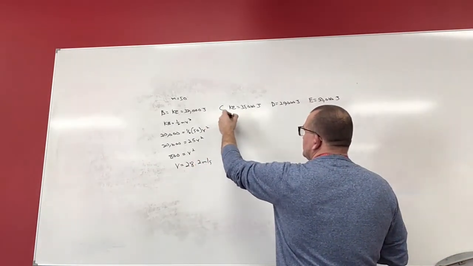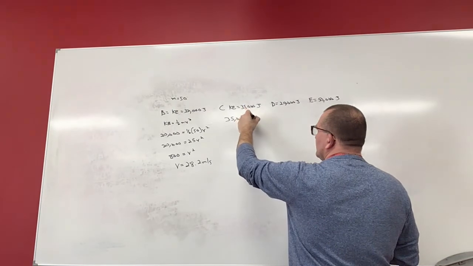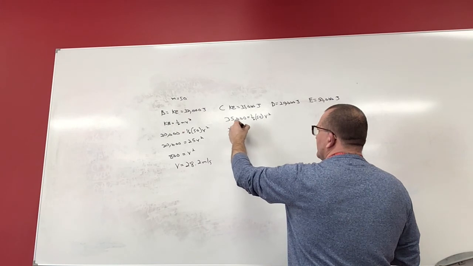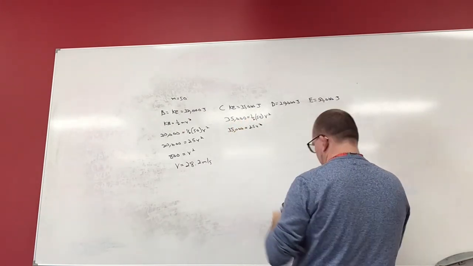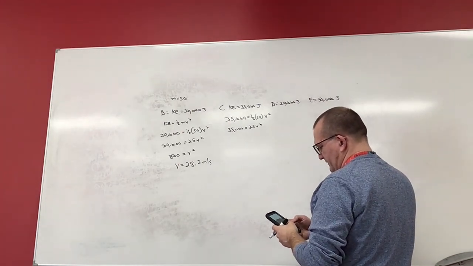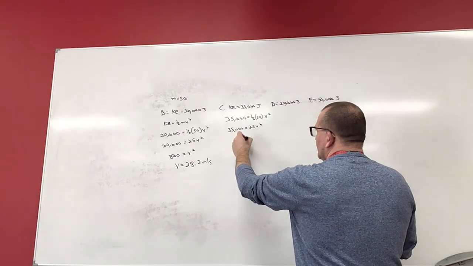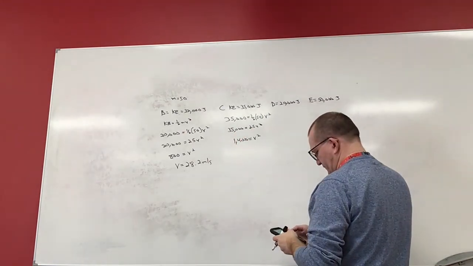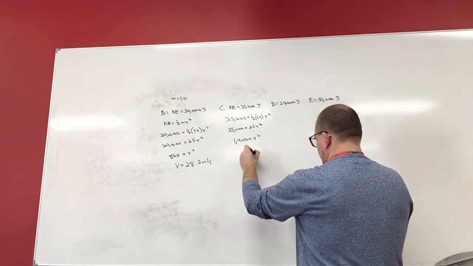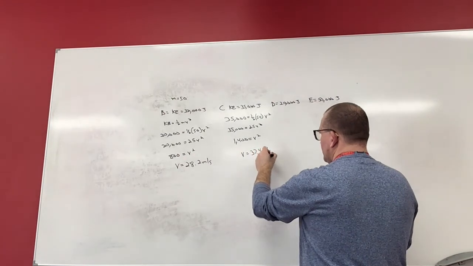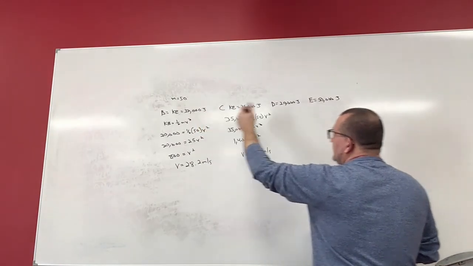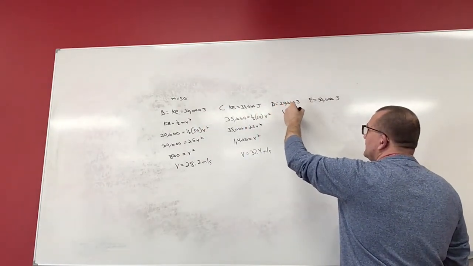If my kinetic energy is 35,000, 1/2 times 50 times v squared, 35,000 equals 25 v squared. Divide both sides by 25. 35,000 divided by 25 is 1,400 equals v squared. Take the square root of 1,400, and my velocity is 37.4 meters per second. D, 20,000, same as B, so my velocity without having to do any work is 28.2.